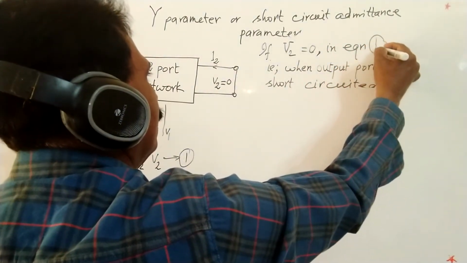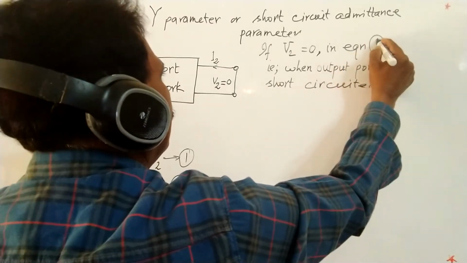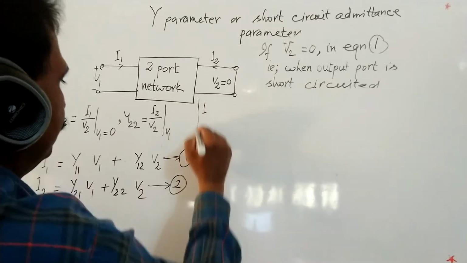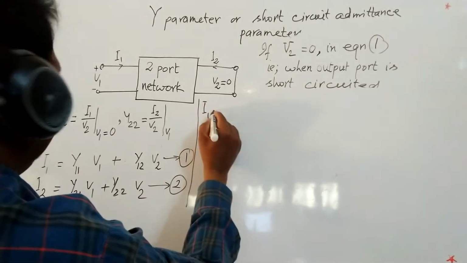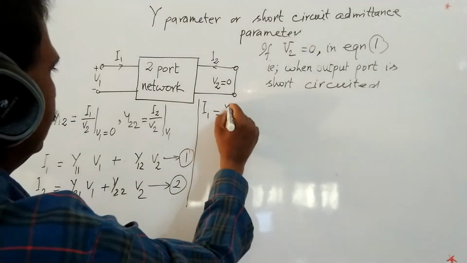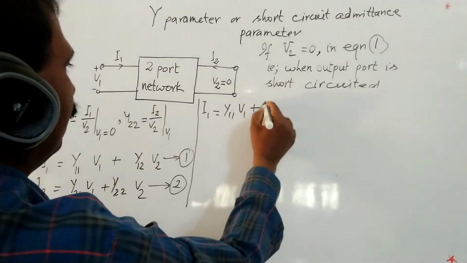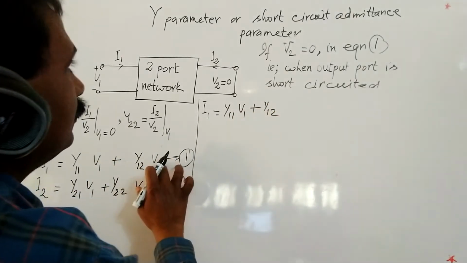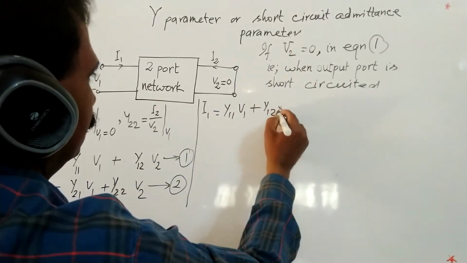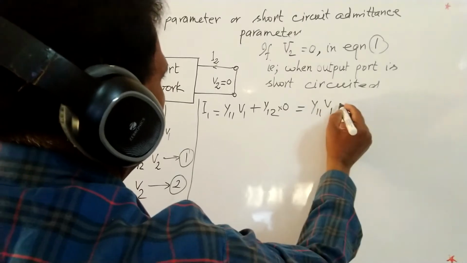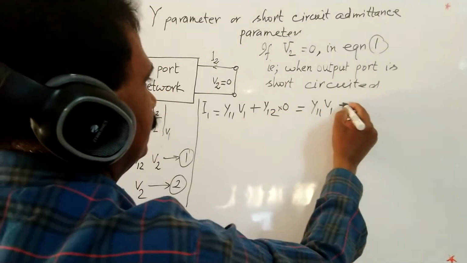Okay, then what we are getting, I1 equal to Y11 into V1 plus Y12 into V2, that is 0. Okay, now this becomes Y11 V1 plus this one 0.